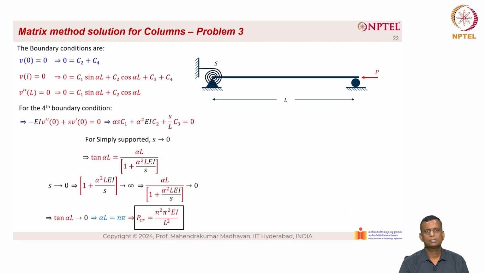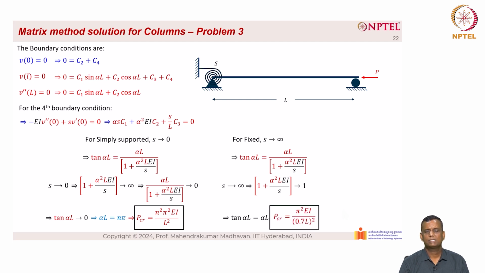Now what happens for the fixed condition, when the spring stiffness tends to infinity. So we have tan alpha L equal to alpha L divided by 1 plus alpha square L EI by S. So when S tends to infinity, 1 plus alpha square L EI by S tends to 1, which indicates that tan alpha L equal to alpha L, which gives rise to the equation P critical equal to pi square EI by 0.7 L square. This is identical to the fixed pinned columns that we have derived previously.